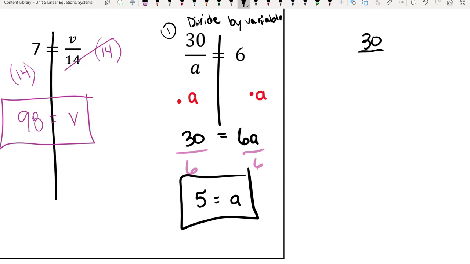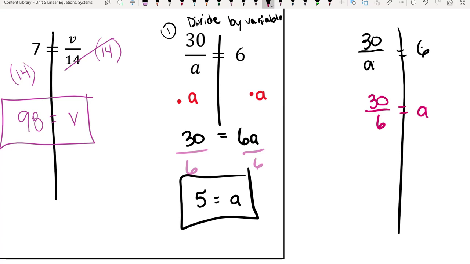Another way to deal with it is you can actually swap the places of a and 6, because it's like a fact family from way back in 3rd grade when you were learning your multiplication facts. So I could say, if I swap a and 6, 30 divided by 6 is what number? Well, that would be 5.